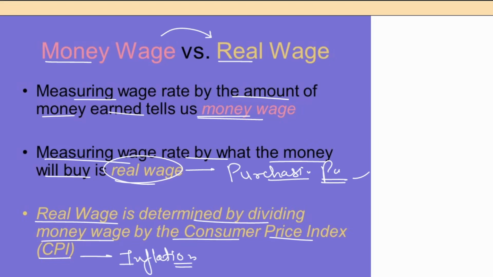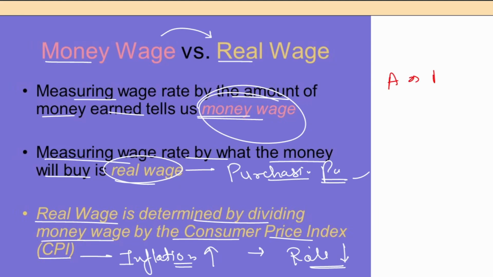Inflation. Okay, as the inflation rises, the real wage decreases. The real wage decreases if the money wage remains the same. Okay. For an example, let's say A is equal to B upon C. Okay. So C is inflation here and B is the money wage. A is the real wage.